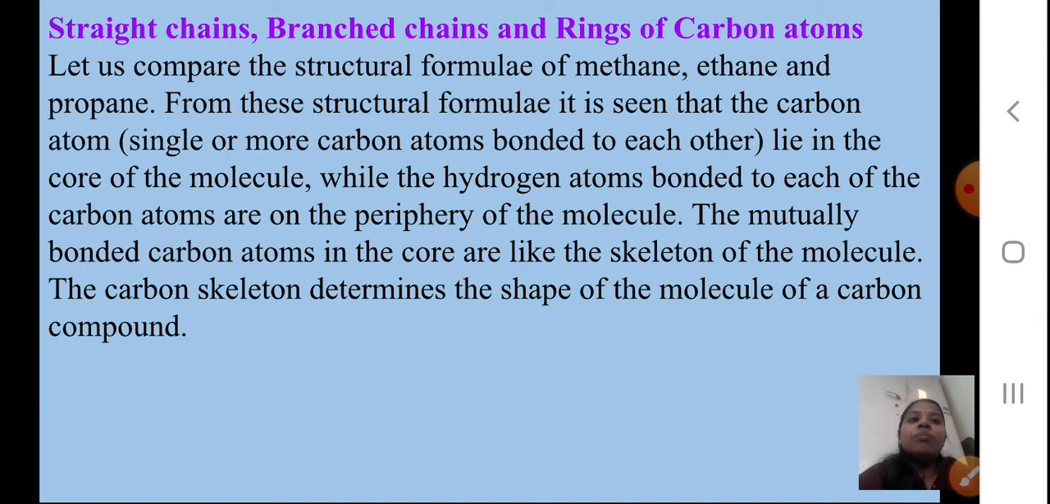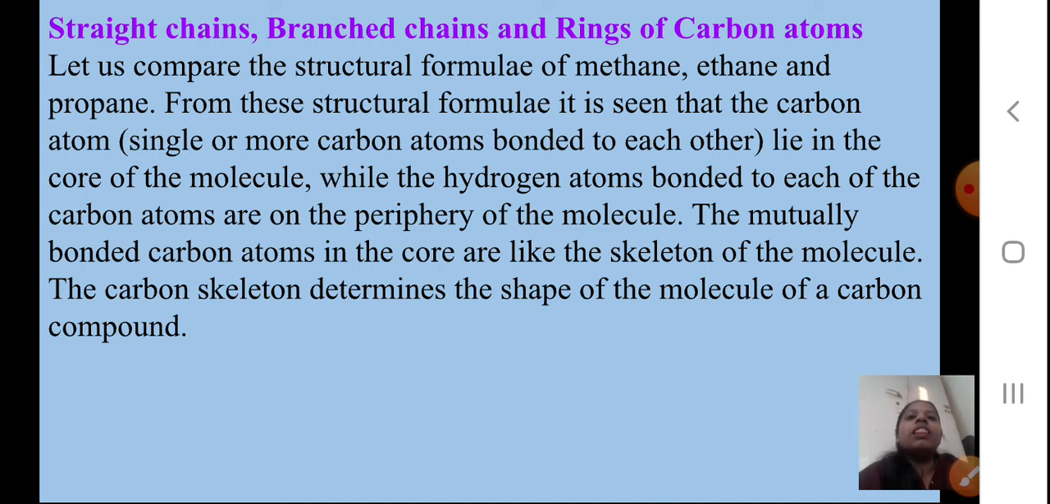From these structural formulae, it is seen that the carbon atom, single or more carbon atoms bonded to each other, lie in the core of the molecule, while the hydrogen atoms bonded to each of the carbon atoms are on the periphery, means outside, of the molecule. At the edges you are seeing that we are going to have the hydrogens, right? The mutually bonded carbon atoms in the core, means inside, are like the skeleton of the molecule. The carbon skeleton determines the shape of the molecule of carbon compound. So all the carbon compounds have got different shapes.